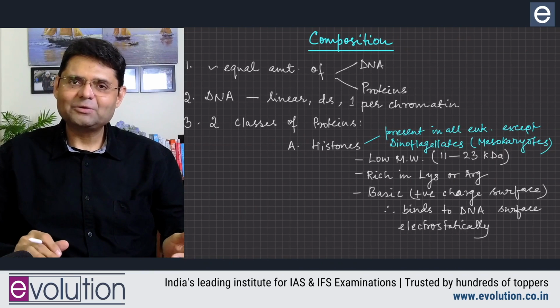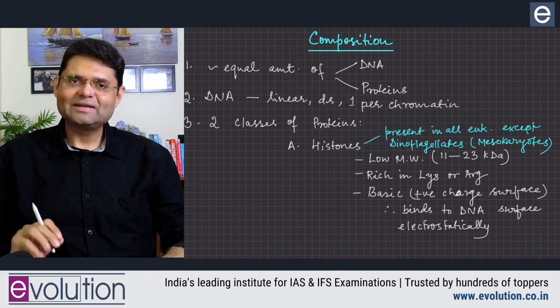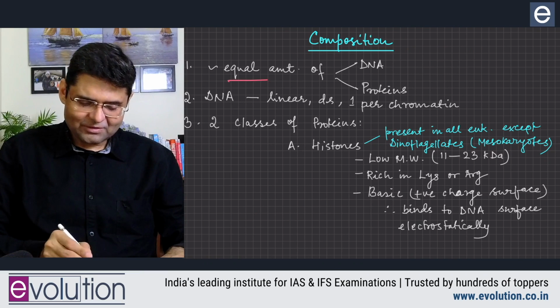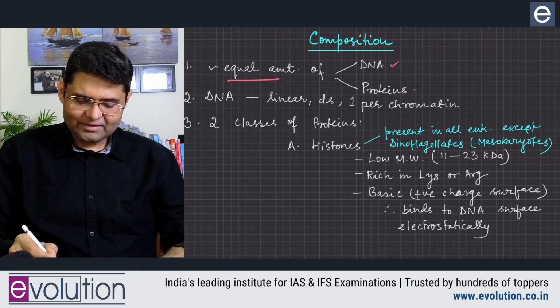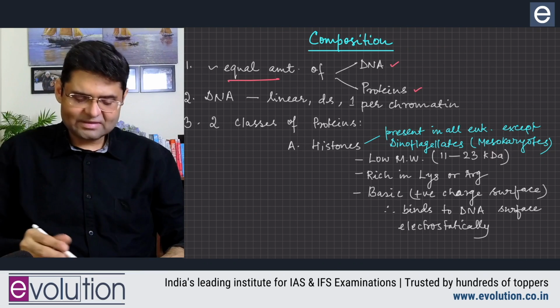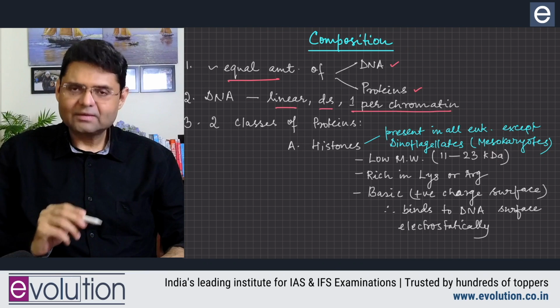Now we are ready to do its composition. So first thing, again very obvious, that a chromatin will carry equal amount of DNA and proteins. On DNA, writing one sentence is enough, that this DNA is linear, double-stranded and one per chromatin.